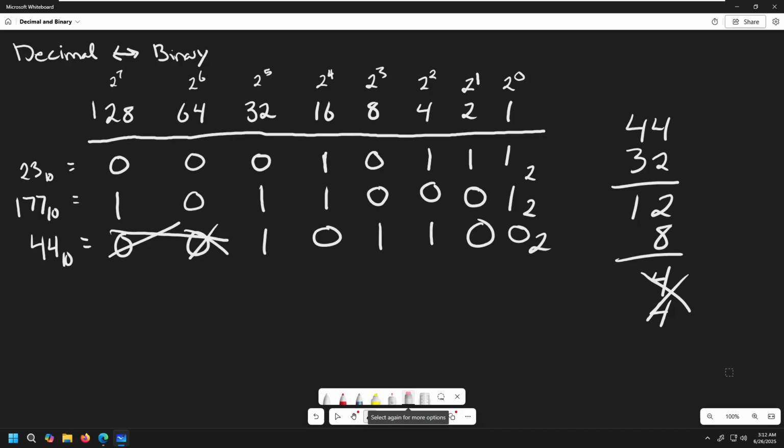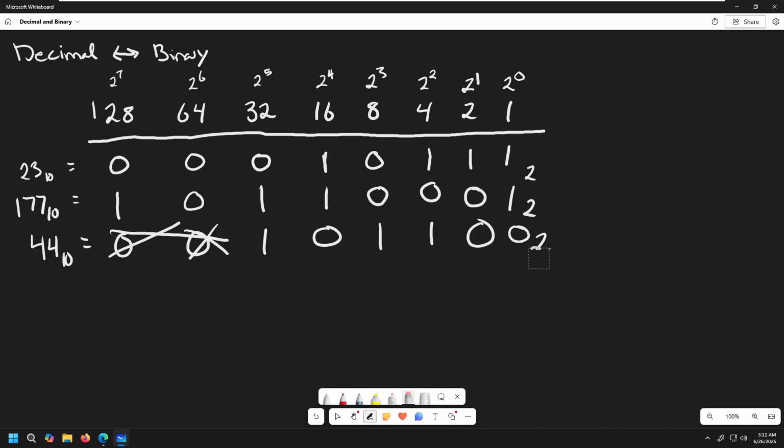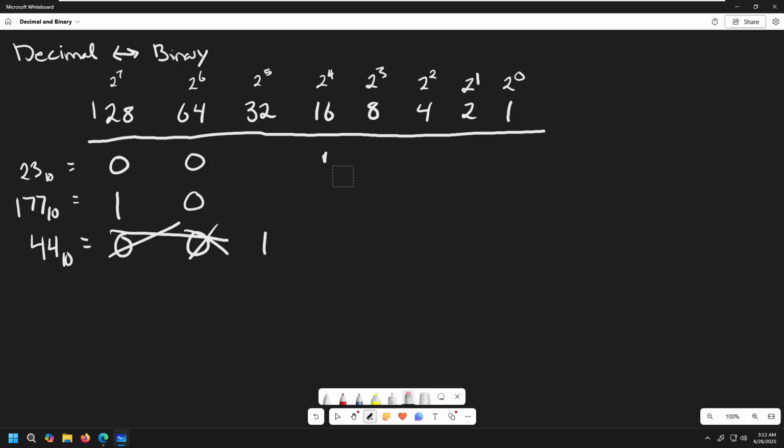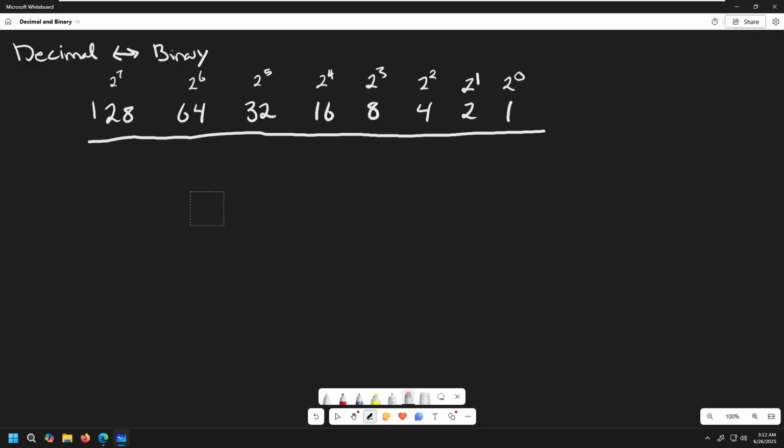All right. Now let's do some binary to decimal. Let's scroll down to the bottom. Okay. I'm just going to pick one, or actually I'm going to pick a couple here at random.